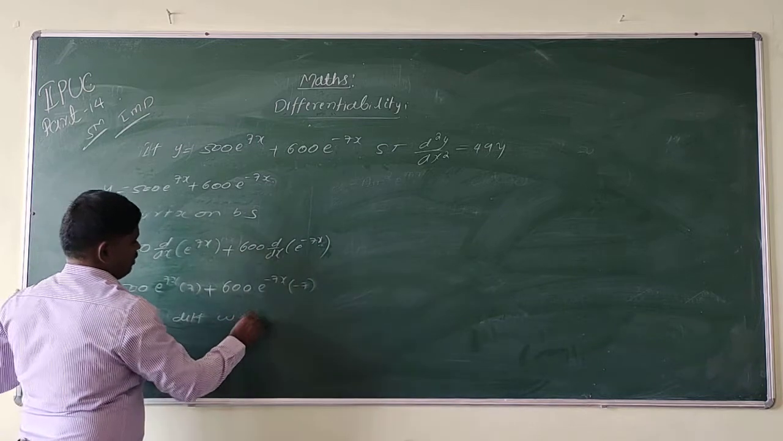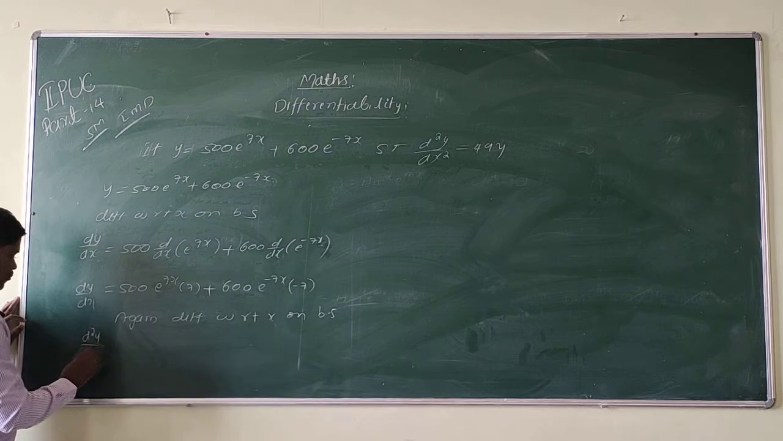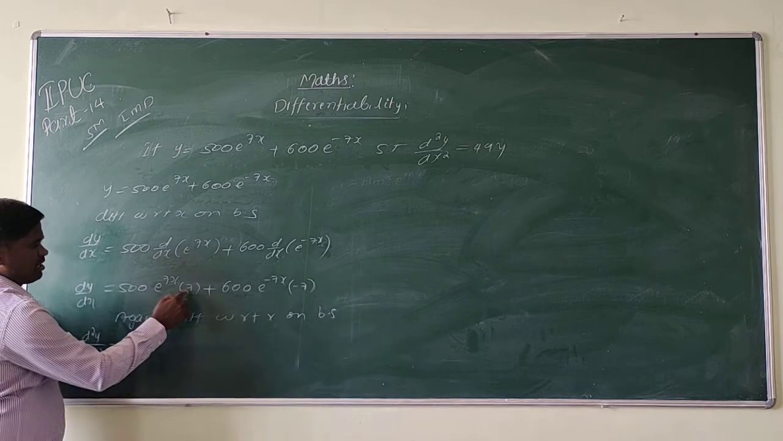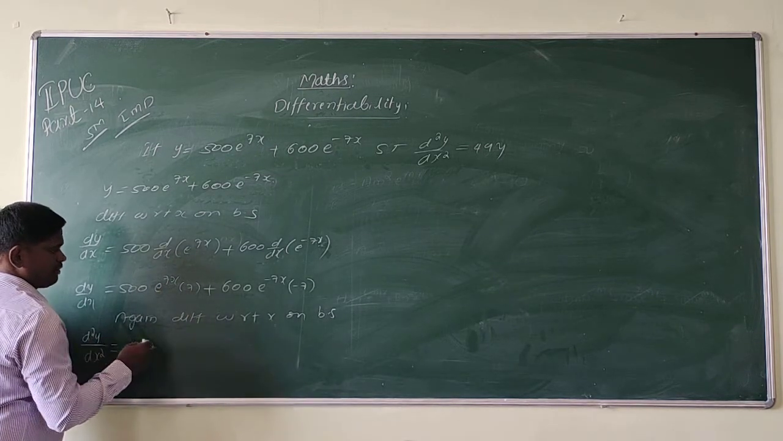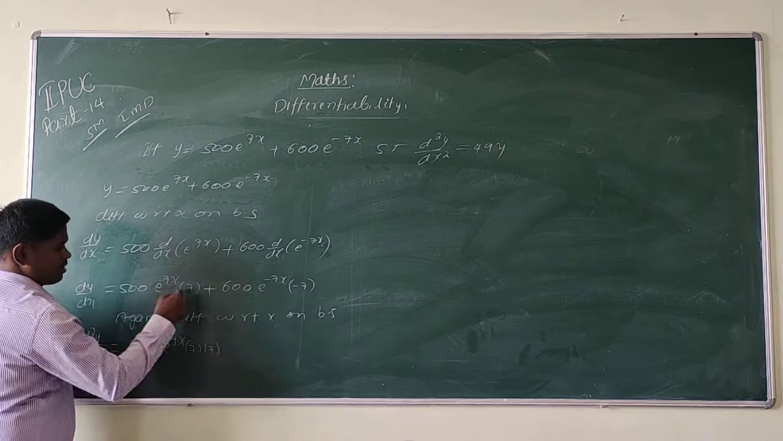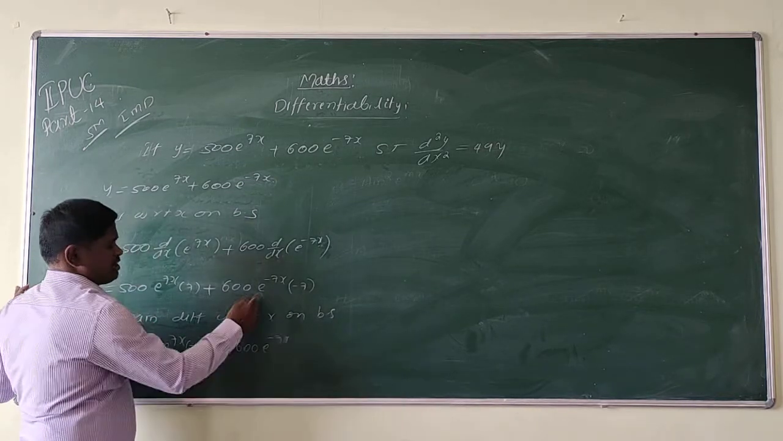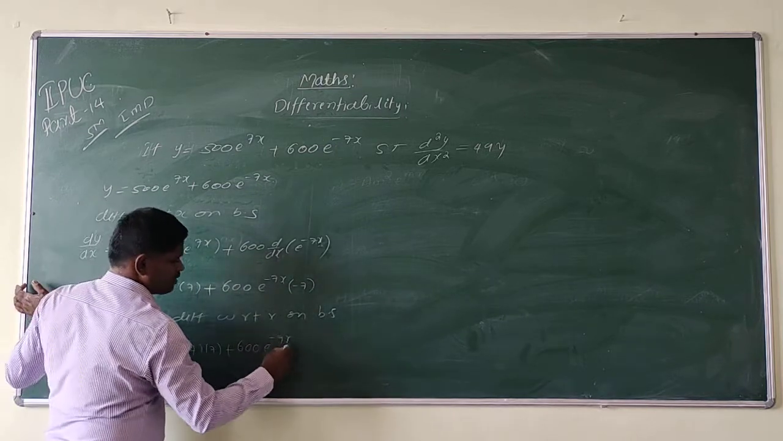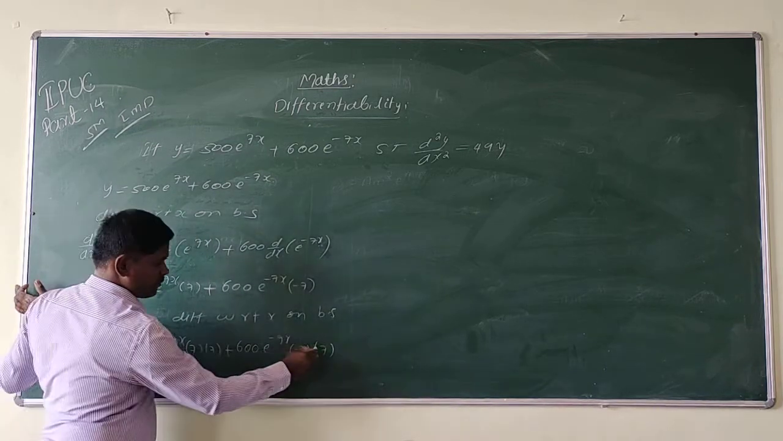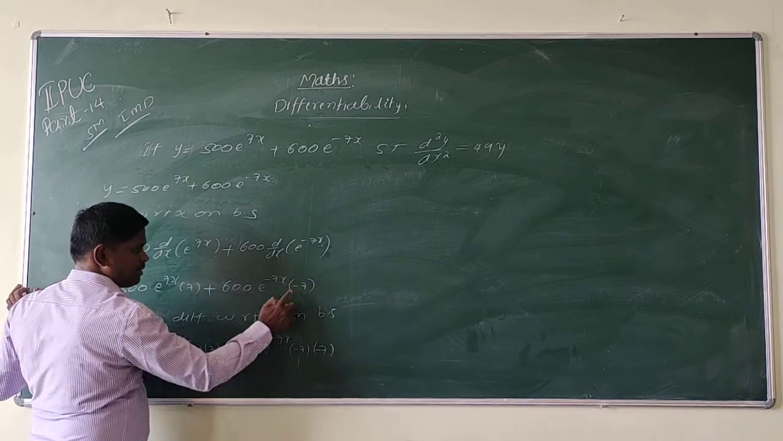Again differentiate with respect to x on both sides. Then we get d square y by dx square is equal to 500 as it is, and 7 is already there. Again, differentiation of e to the power of 7x is e to the power of 7x into 7, into 7; 7 is already there. Plus 600 into e to the power of minus 7x into minus 7, and minus 7 is already here.